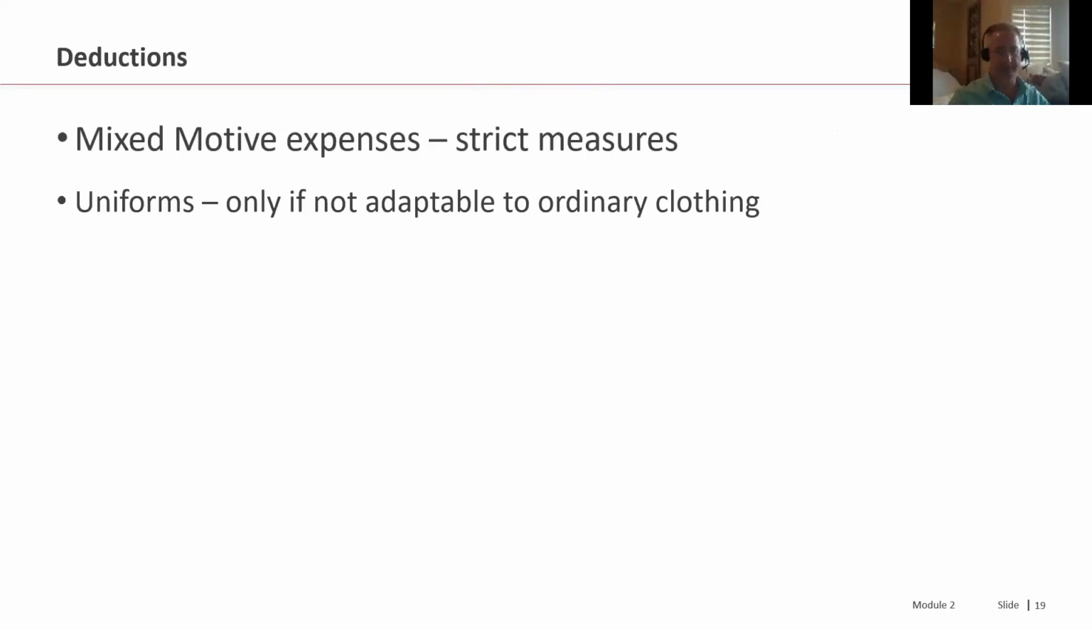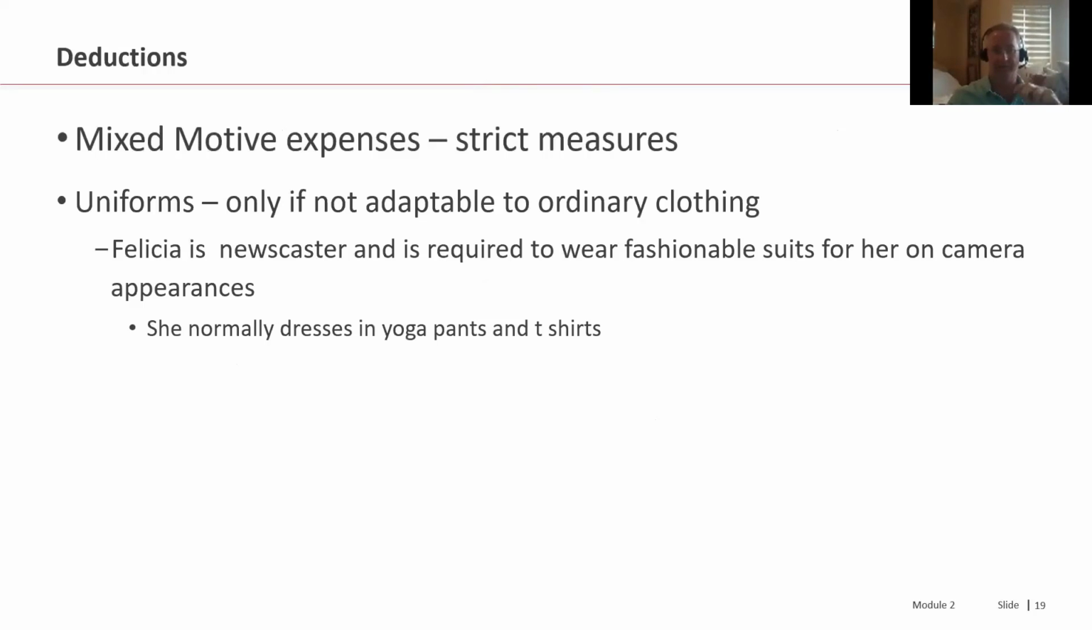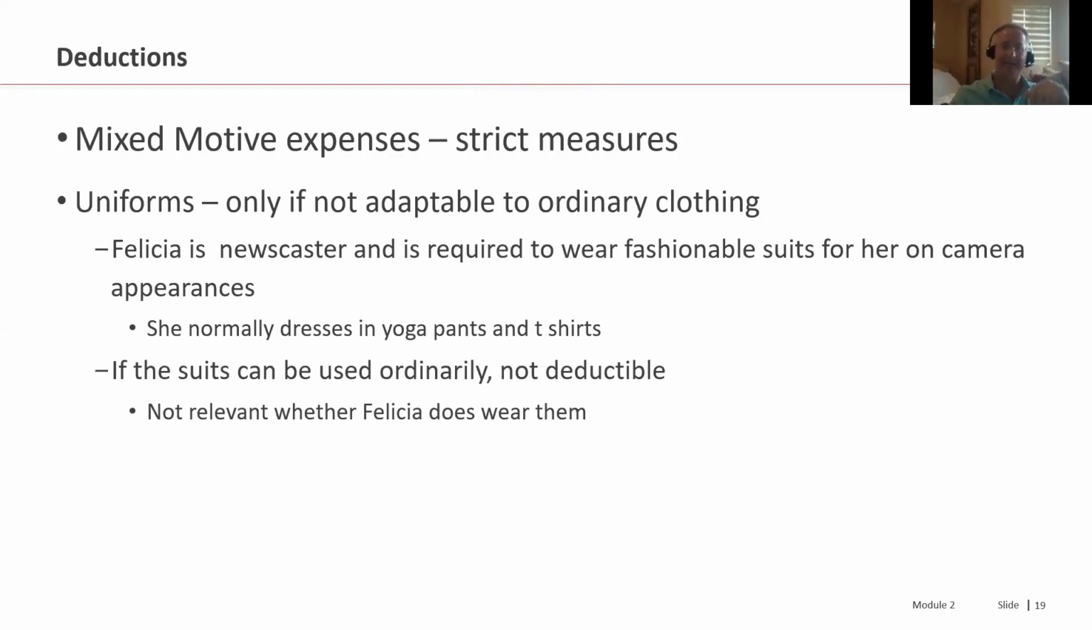Let's talk about uniforms. Uniforms are only deductible if they're not adaptable to ordinary clothing. So basically, we're going to carve out a very narrow exception, and only for the narrowest exceptions are you going to be able to deduct the cost of your uniform. So Felicia's a newscaster. She's required to wear fashionable suits for her appearances. Now, if Felicia's left to her own, she's going to dress in yoga pants and t-shirts, right? But of course, to be on the news, she has to wear nice suits. Because if the suits could be used ordinarily, they're not deductible.